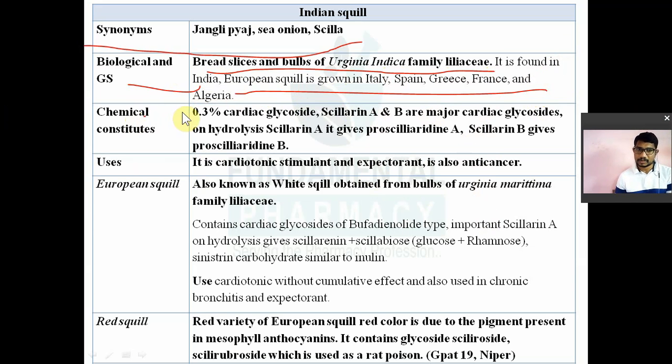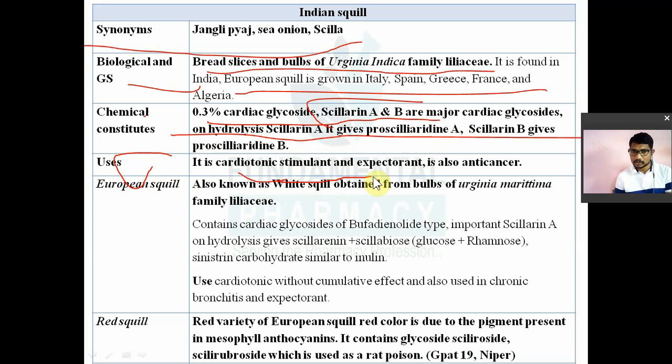Chemical constituent: 3% of cardiac glycosides, known as scillaren A and scillaren B. These are two major cardiac glycosides, scillaren A and scillaren B. On hydrolysis, they will give you proscillaridin A and proscillaridin B respectively. What are the uses of this? Again, this is a cardiotonic. It is a cardiotonic stimulant and also an expectorant. It is also used as an anti-cancer.